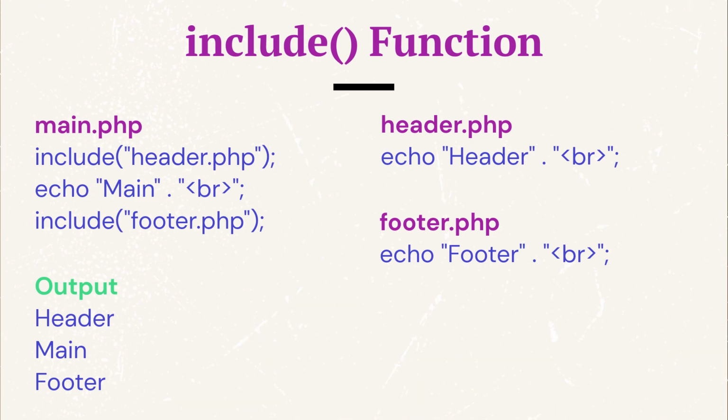Let's see what each file contains. The main.php file includes a header.php file which prints the word header. Then it prints the word main. Then it includes another PHP file, the footer.php file, which prints the word footer. Hence 2 PHP files are included in a PHP file.